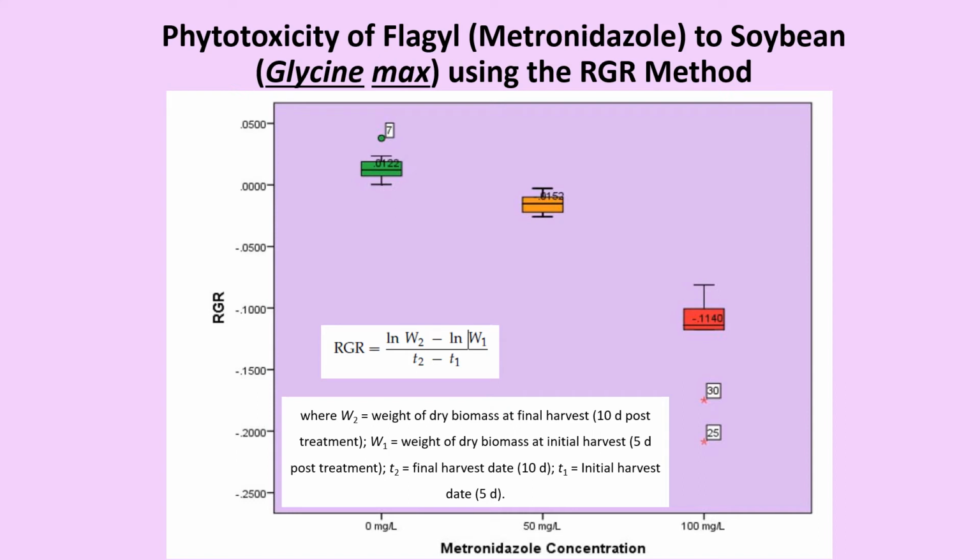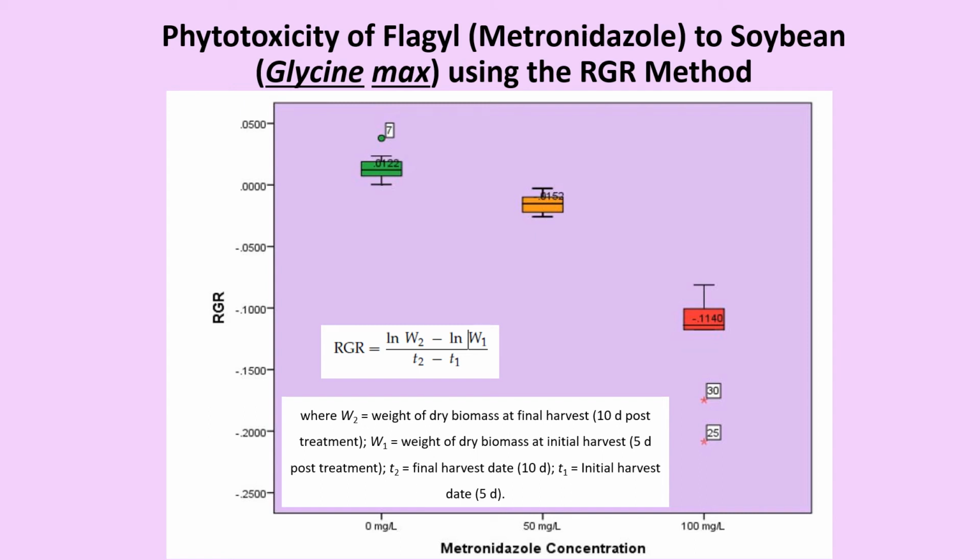After the RGR was determined, statistical evaluation was performed to determine if there were any statistical differences amongst the three groups. One way ANOVA was also used to conduct multiple comparisons to determine the relationship between the concentration of Flagyl applied to each of the groups and the consequent toxicity expressed as RGR. One way ANOVA showed that there were statistical differences amongst all three groups.